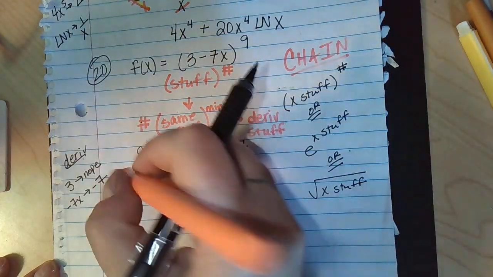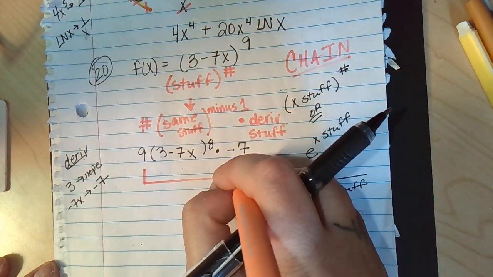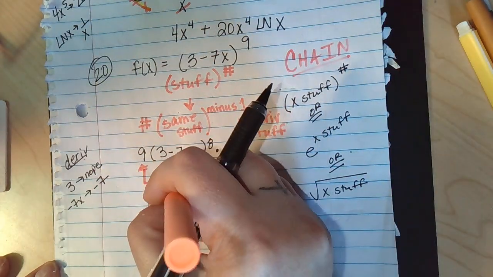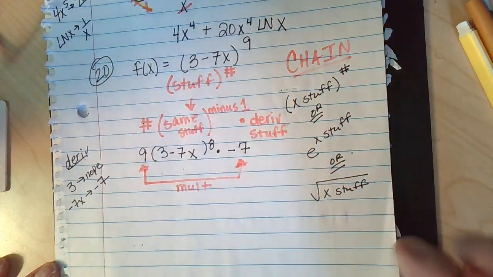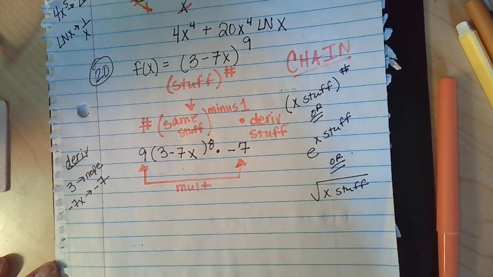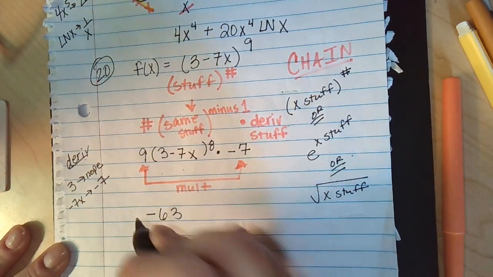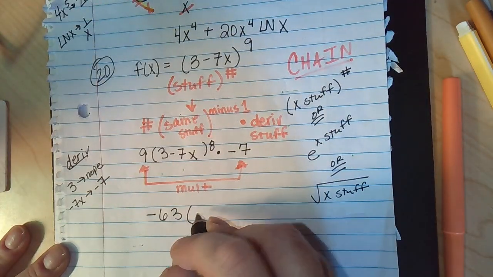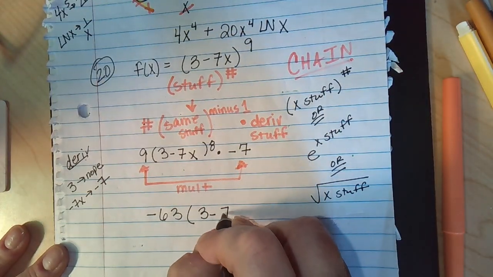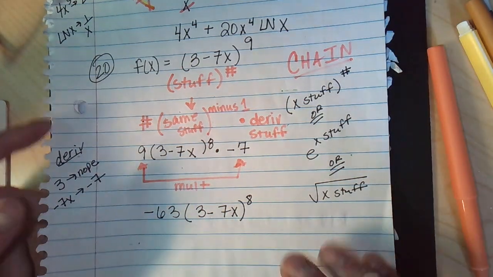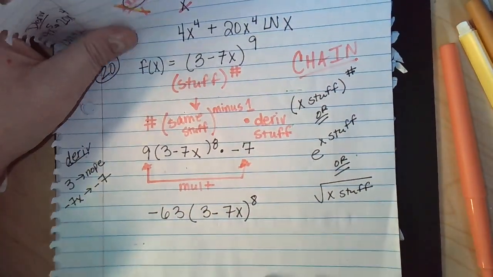And then very lastly, you're going to take that naked number from the very left and that naked number from the very right and multiply them together. 9 times 63, but it's negative. And then to the right of that negative 63, write down that exact same parentheses with the exponent 8. Hey, that's the derivative.